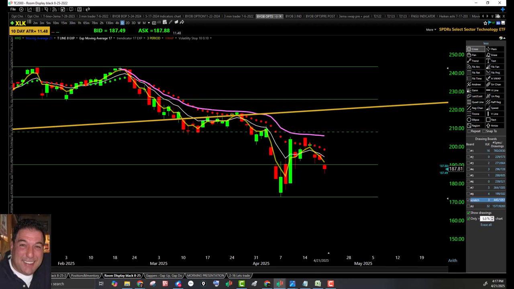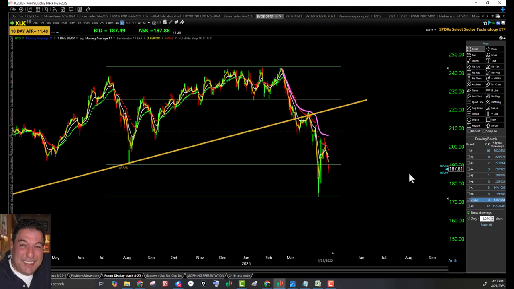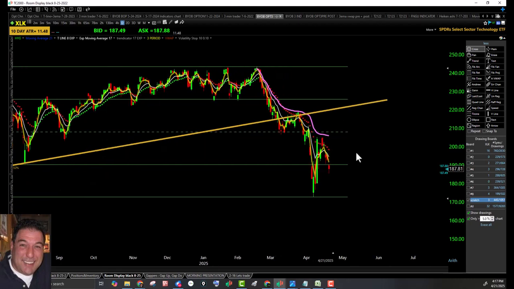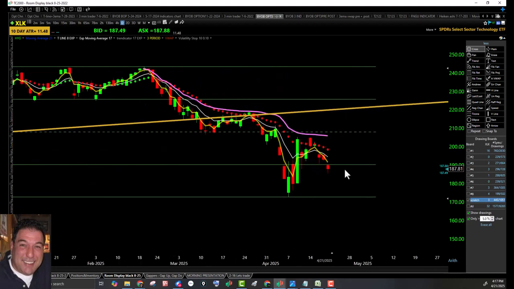Lower high, lower low, closing under the trap, under the falling 17, under the all-time high anchored VWAP, that's the pink line. And then under this gold line, that's the uptrend line. Right there, see the uptrend line? Under the uptrend line, down here, quadrant 1, that's bearish. Let's take a look at XLF.